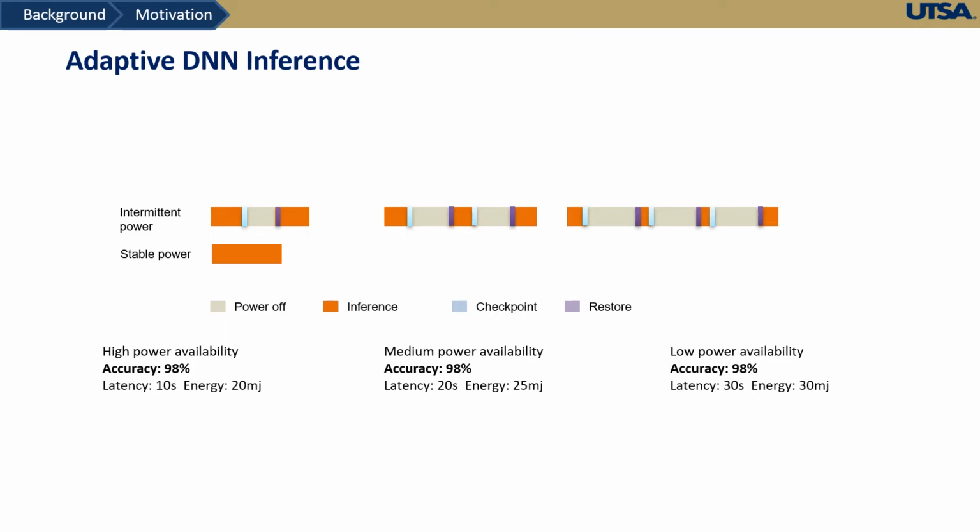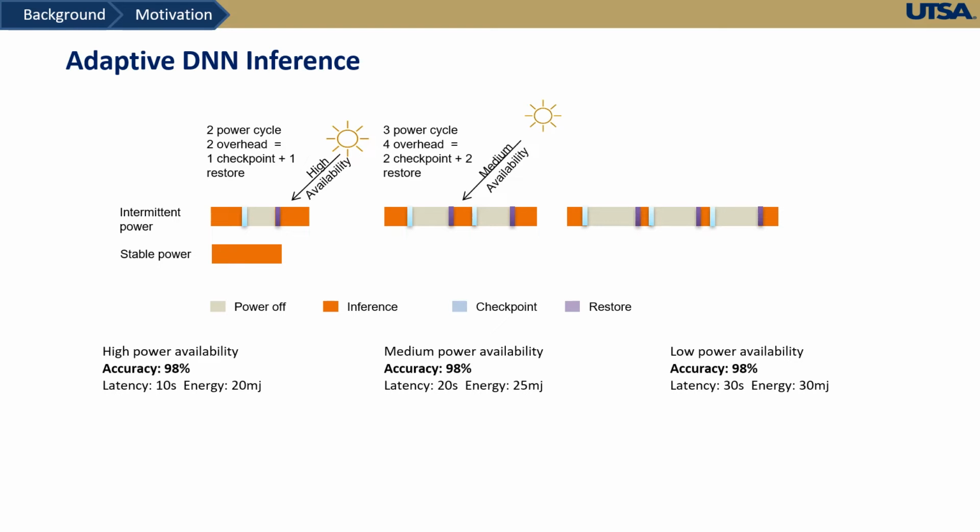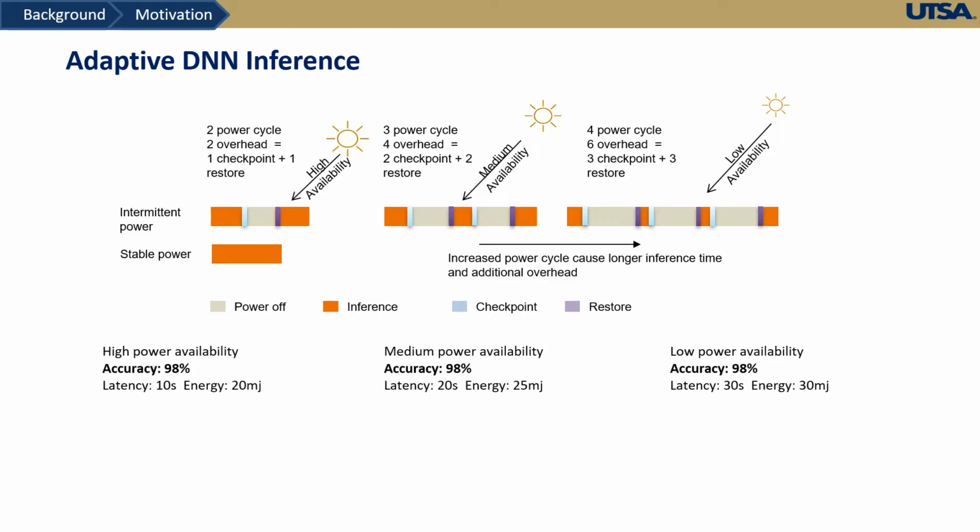Let's consider situations where DNN inference takes place in an energy harvesting system. You can see depending on the power availability, the inference time and energy can vary. In stable power, the inference time is smallest. But when the power is intermittent, depending on the power availability, the latency changes. In high power availability, inference takes a small number of power cycles and the overhead is also small. But when the power availability reduces, you can see the number of power cycles and the overhead also increase.